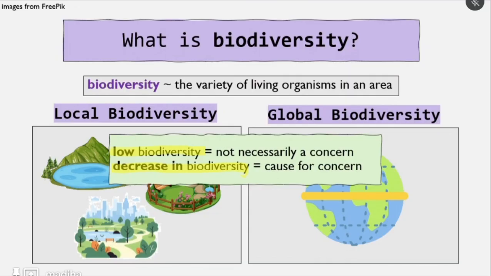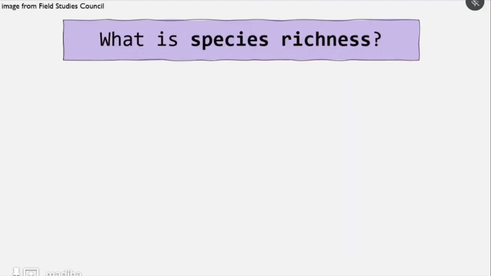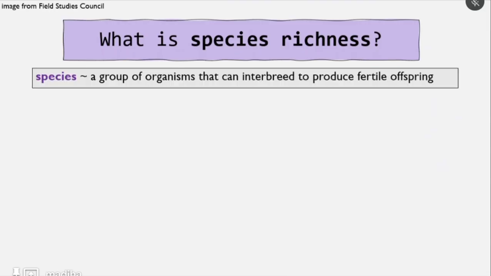And so that describes biodiversity. The next part of the specification talks about species richness. So we'll break this up. First of all, what is a species? Again, this is a definition from a different topic, but we'll go through it now. A species is a group of organisms that can interbreed to produce fertile offspring.